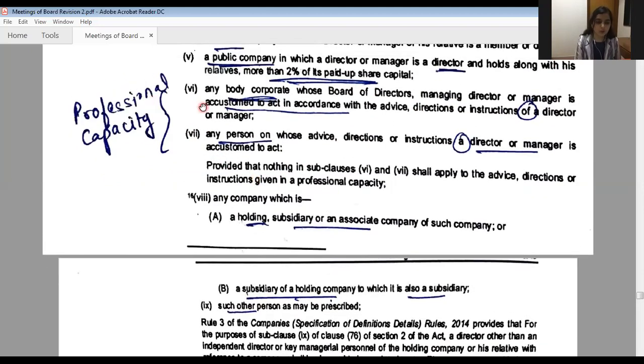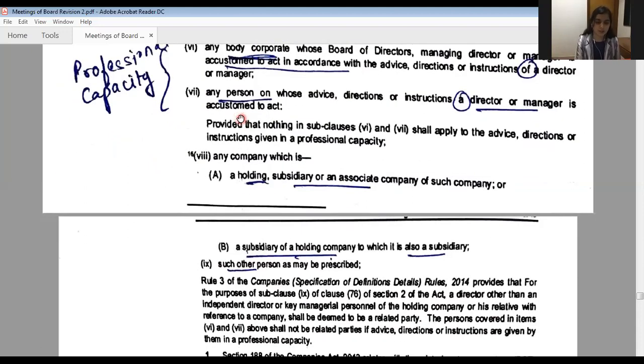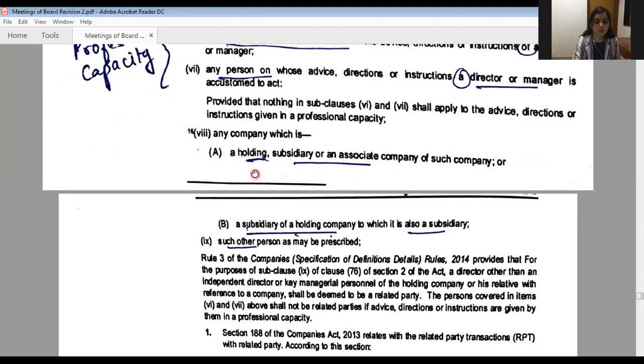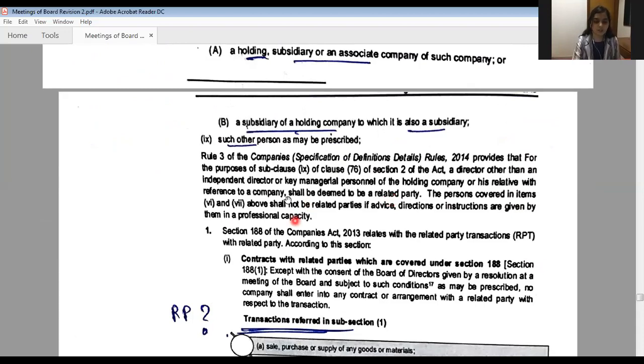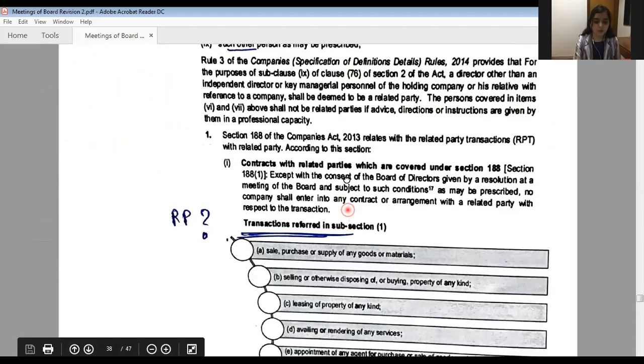Now, these both, that is clauses 6 and 7, shall not be applied to advice, direction or instruction given in a professional capacity. Then the next is, in relation to any company, which is a holding company, subsidiary or associate of such company, or a subsidiary of a holding company to which it is also a subsidiary company, then such other person as may be prescribed.